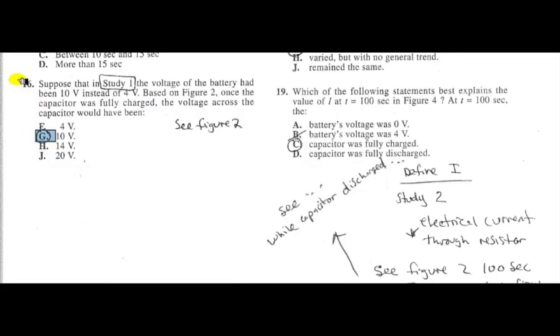Don't get tripped up with the tricky language or wording. It's basically saying a 10 volt battery is fully charged at what? 10 volt battery fully charged at 10 volts. G for 16.